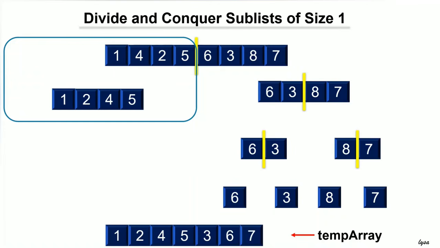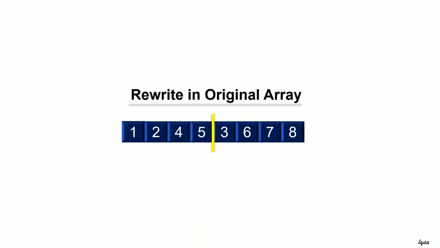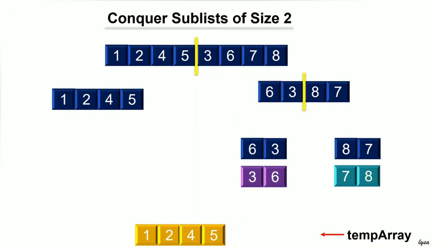Compare 7 and 8, write 7. The only element left is 8, so I write 8. In the original array, in the right-hand side, when I rewrite it, it is now 3, 6, 7, 8. After computing subproblems of size 1, the left sublist of 6387 is already sorted with the values 3, 6 and 7, 8 respectively.